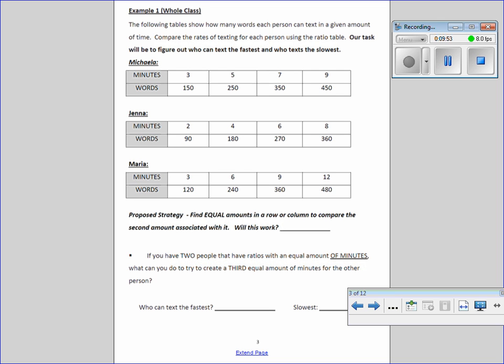That's pretty impressive. You are right. Michaela is the fastest and Maria's the slowest. But more interestingly, I want to know how you did it.